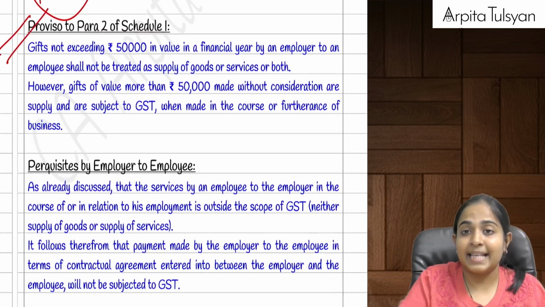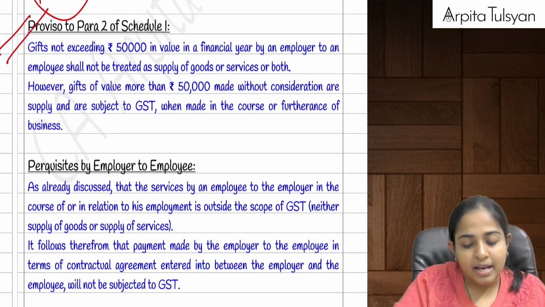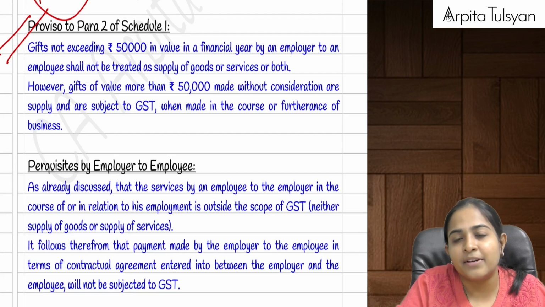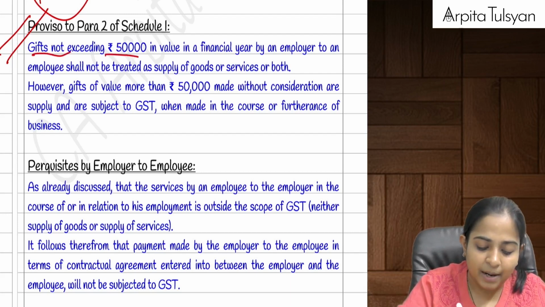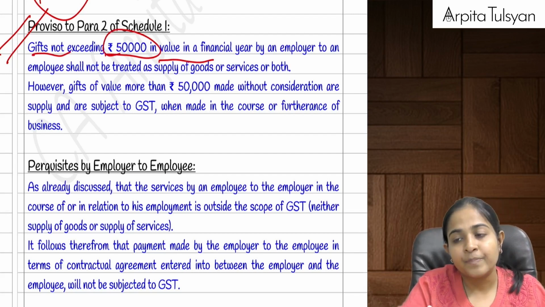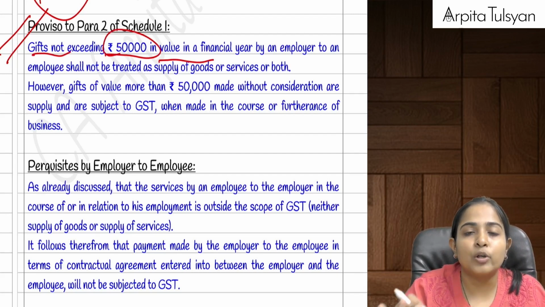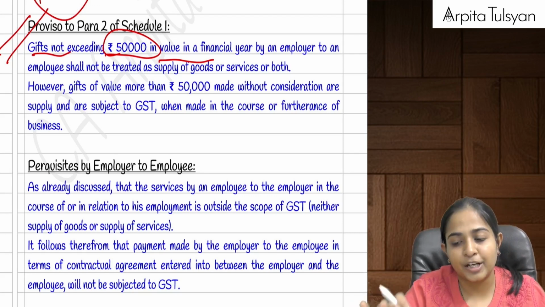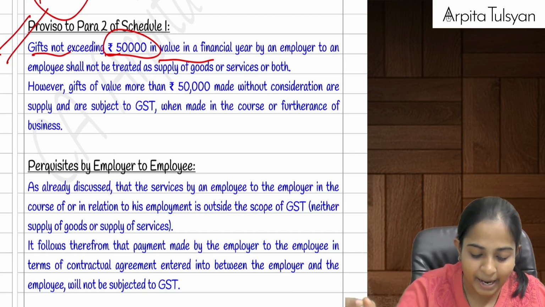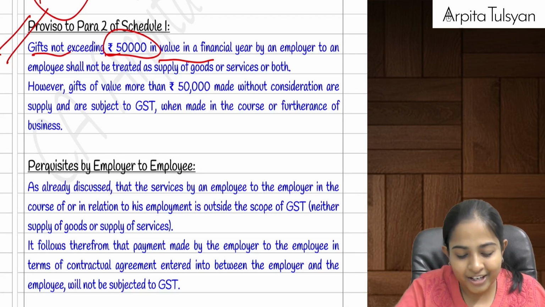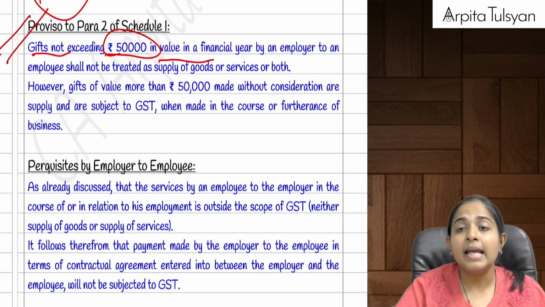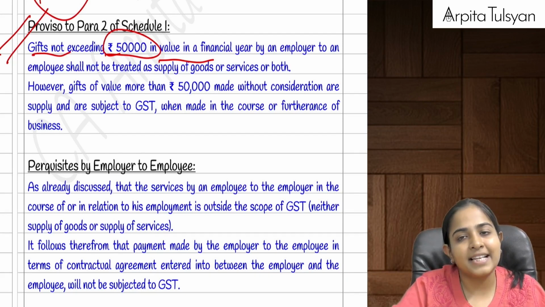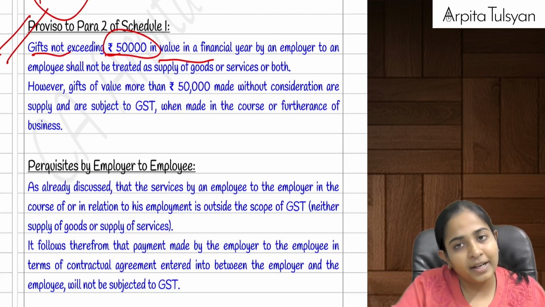But there is an exception to that. Can there be a possibility that a gift is given by the employer to the employee? Gifts are given for no consideration. Normally, what we just studied was that any transaction between employer and employee will not be considered a supply.